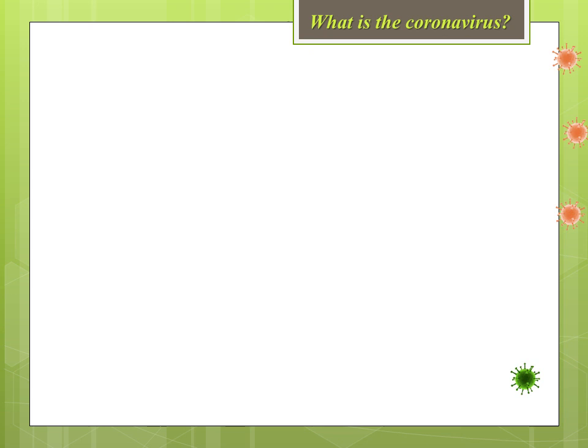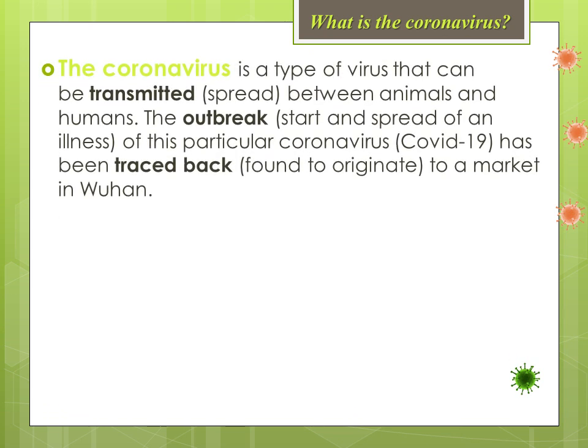What is the coronavirus? The coronavirus is a type of virus that can be transmitted, spread between animals and humans. The outbreak, which means start and spread of an illness, of this particular coronavirus, COVID-19, has been traced back. Traced back means found to originate to a supermarket in Wuhan.